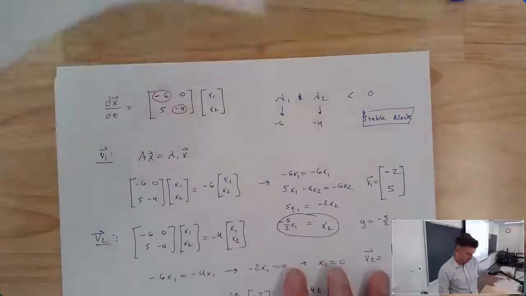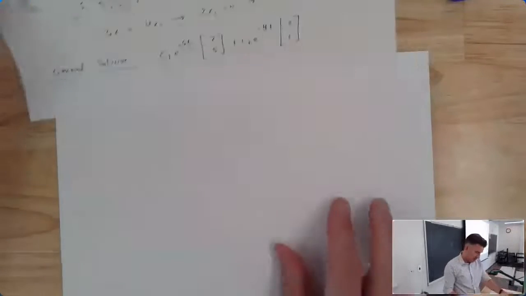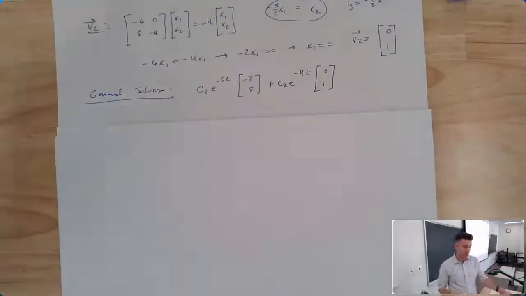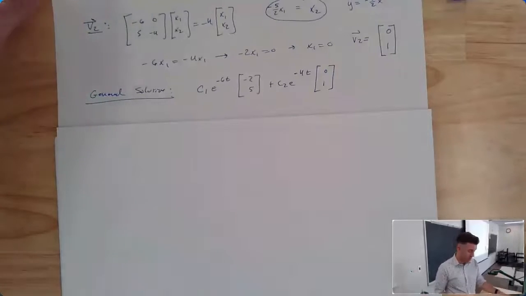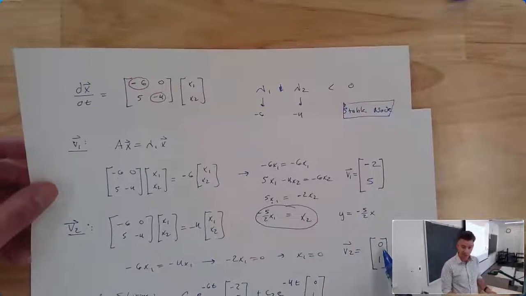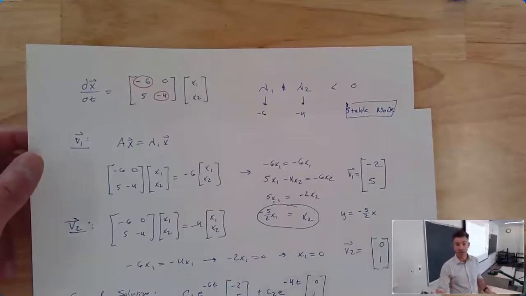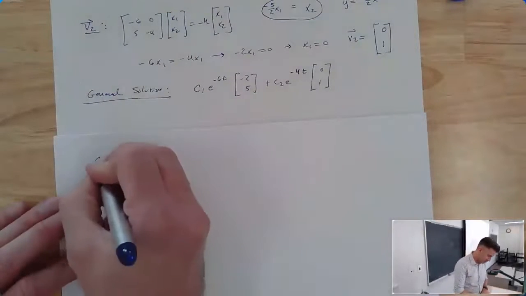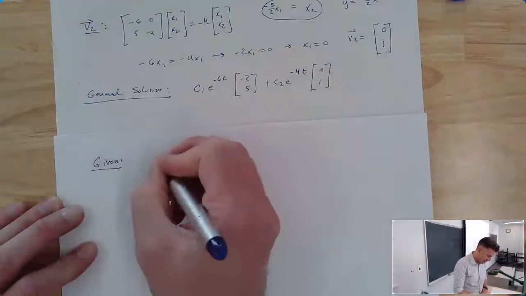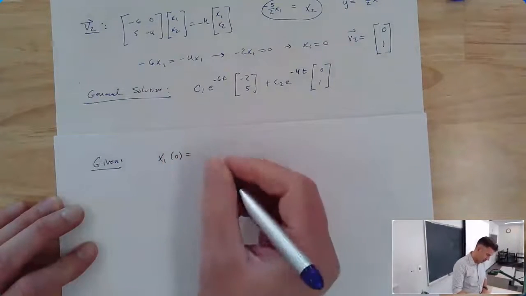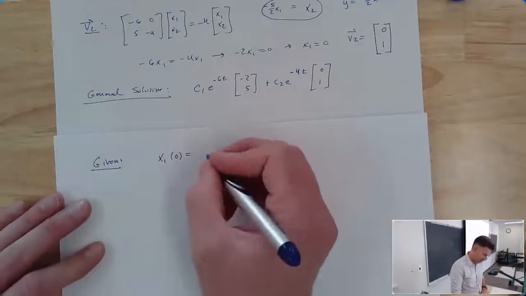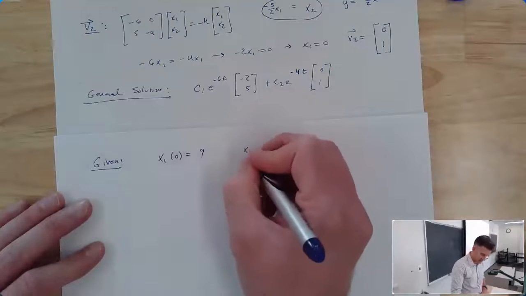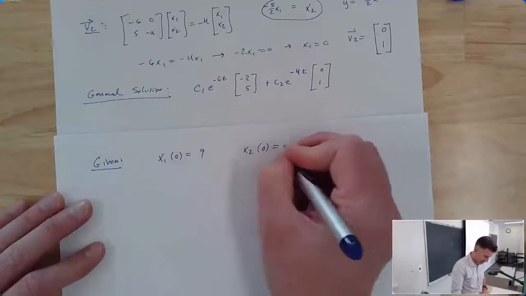So let's say we had an initial condition. It's pretty easy, especially, as we'll see right now, when one of your eigenvectors has a 0 in it, it's really easy to solve for C1 and C2. So let's say we're given the initial condition that x1 of 0 is equal to, let's make something weird like 9, and x2 of 0 is -5.